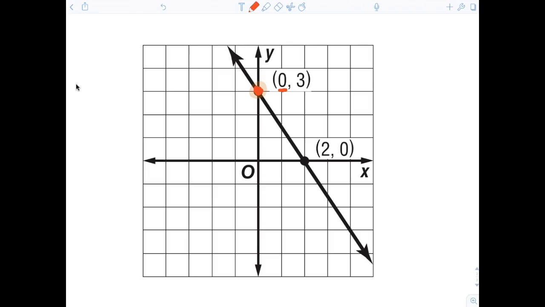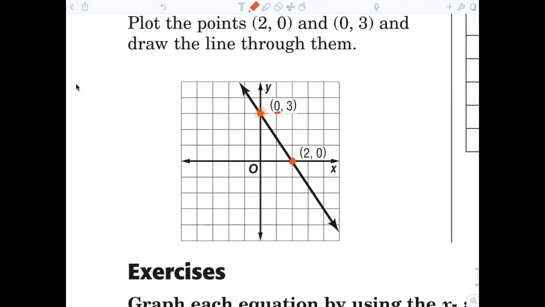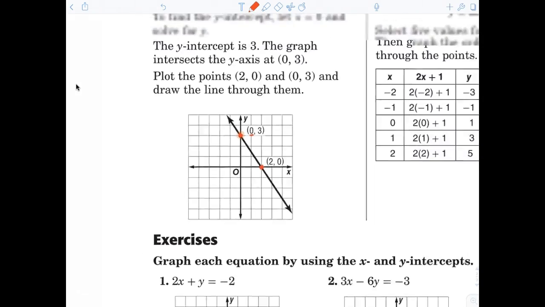Now let's look down here. Obviously, this one down here is called the x-intercept. And notice the y value is 0. The y value is always 0. So it's very easy to find the x-intercept and the y-intercept, and I'll show you how to do that.